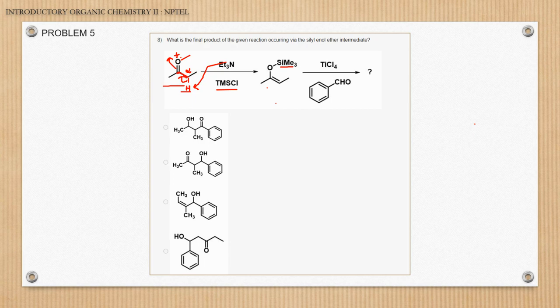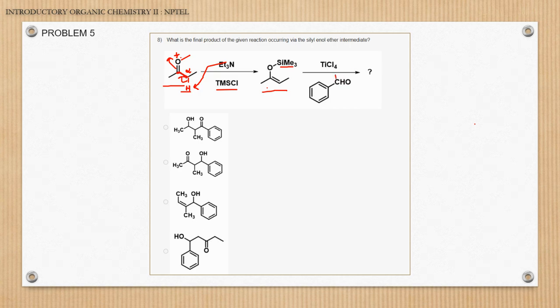So guys, is this first step clear to all of you, the mechanism behind it? Yes. Okay. So if it is clear, this silyl enol ether intermediate is now getting formed. So now they have treated it with titanium tetrachloride and benzaldehyde. So here you have benzaldehyde and titanium tetrachloride. So now what will happen?